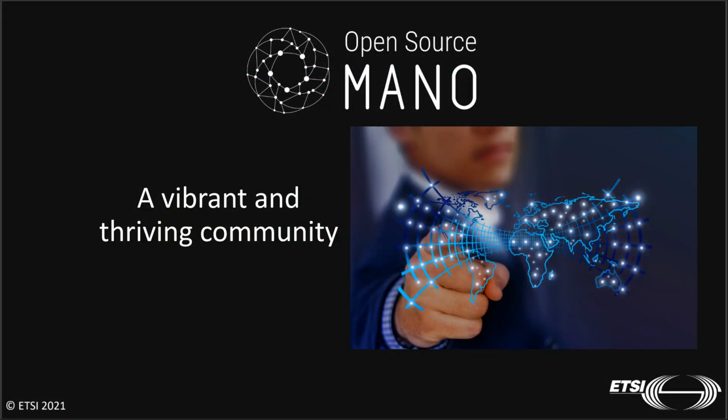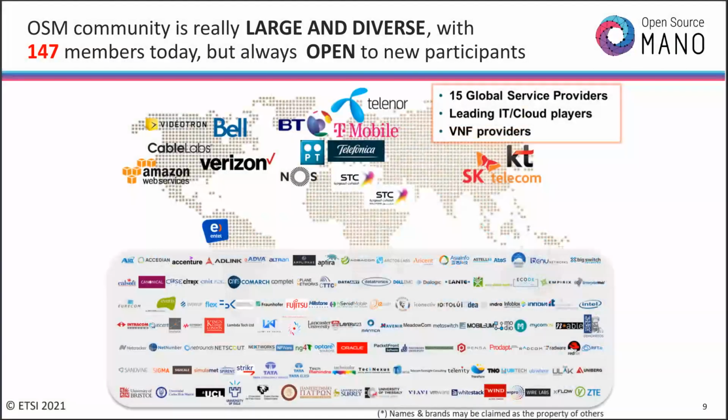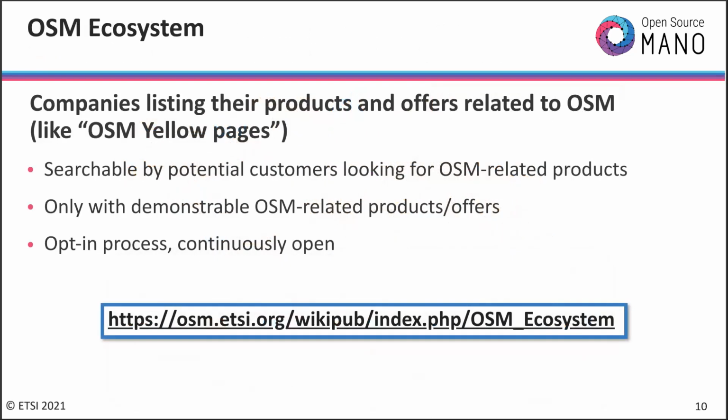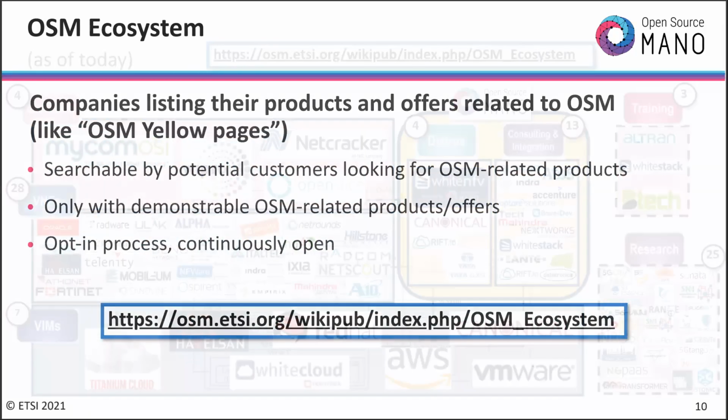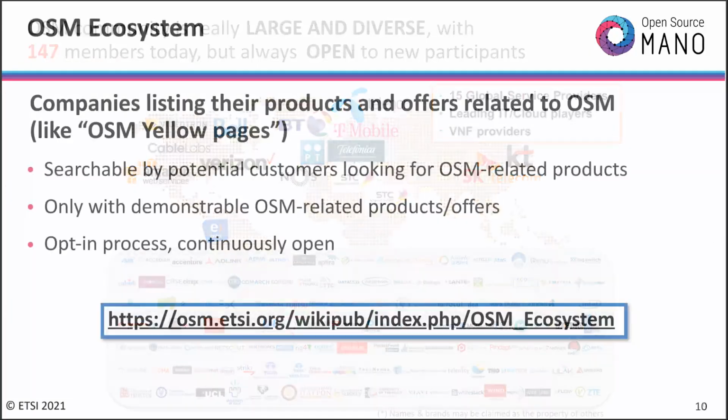Okay? All this is produced by a community. So it's our way of building a consensus around the approach to modeling of this. In OSM we have a really large and diverse community with 147 members, which is open to new participants, of course. If we compare with just the previous release, we are almost 10 more members that we have.